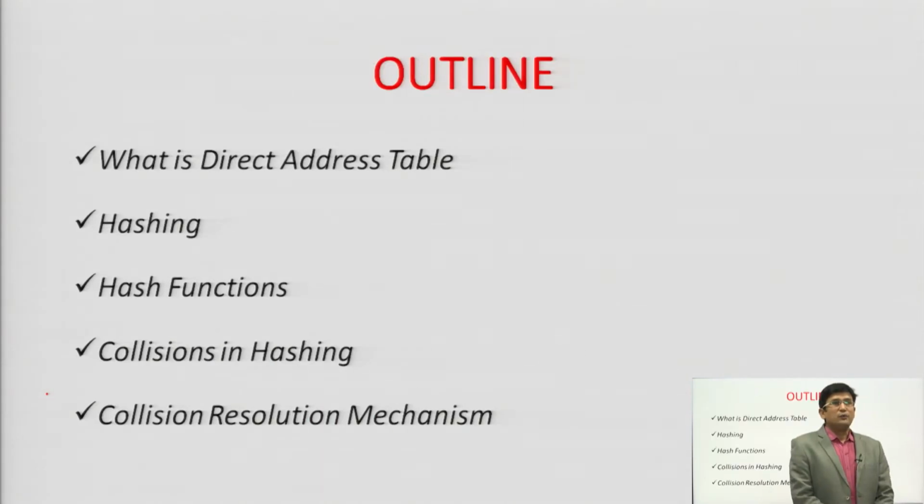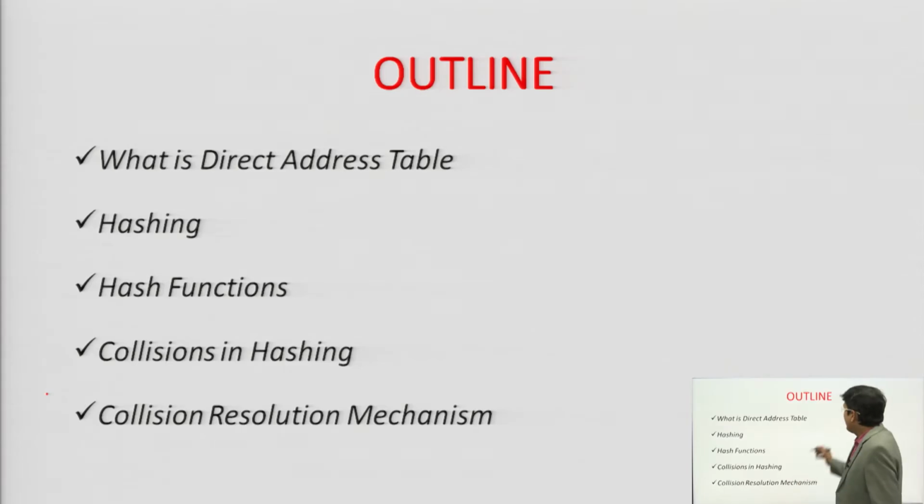So in the outline of today's lecture, we will discuss about what is direct address table, what is hashing, what are the various hash functions. We will also discuss about the collision in hashing, and then how can we resolve the collisions. We will discuss about the collision resolution mechanism. So before going to the direct address table, let us take one more example that will actually lead us closer to the hashing, which will actually make us understand about the hashing more.